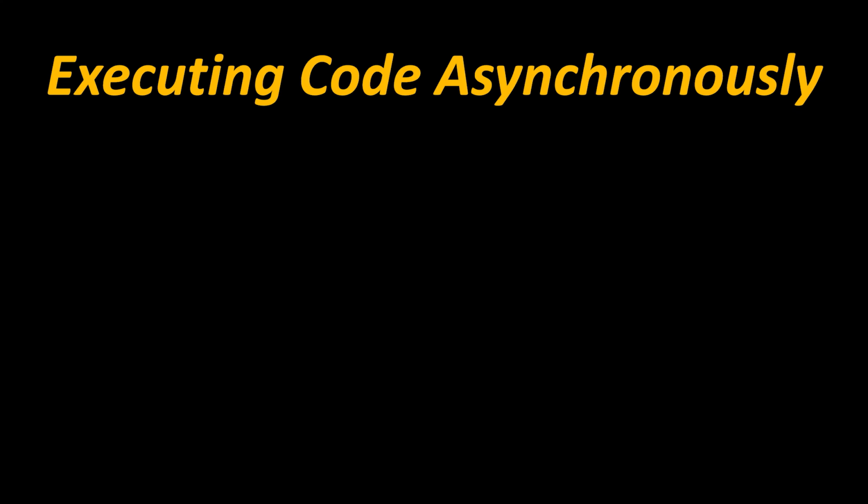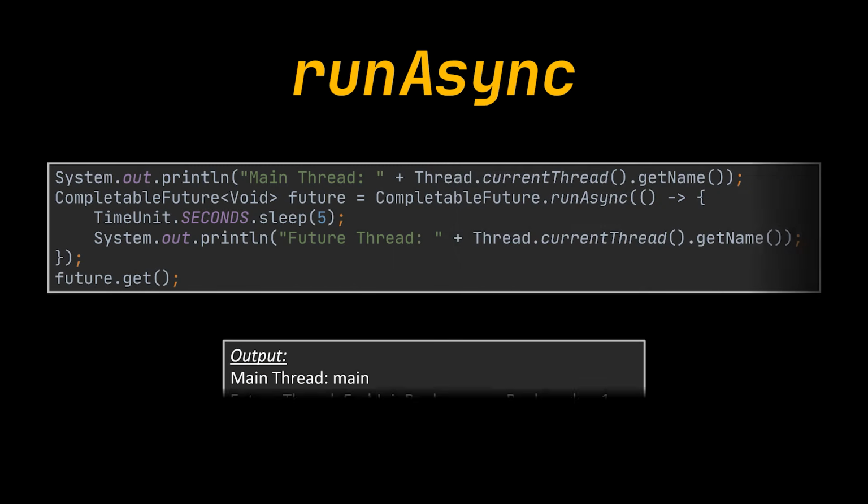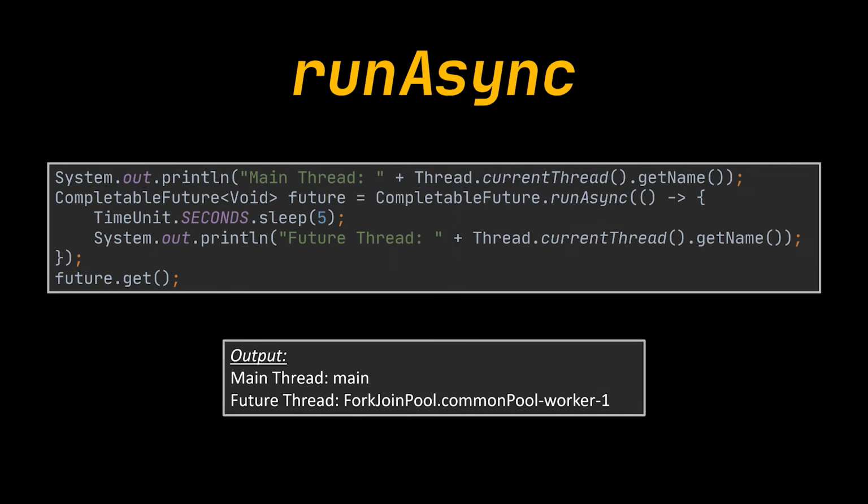Now, what if we want to simply execute some code asynchronously? The static methods runAsync and supplyAsync allow us to create a completable future instance out of the runnable and supplier functional types respectively. Both runnable and supplier are functional interfaces that allow passing their instances as lambda expressions. So, to run some background tasks asynchronously without returning anything from the task, use CompletableFuture.runAsync. It takes a runnable object and returns a completable future void.